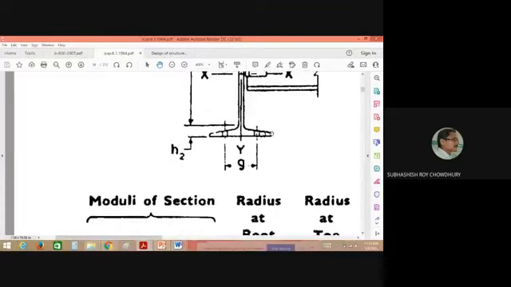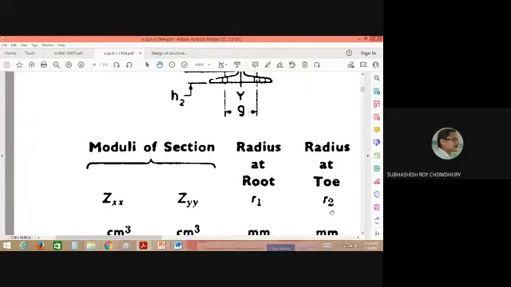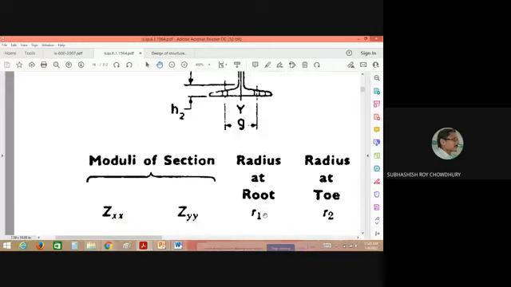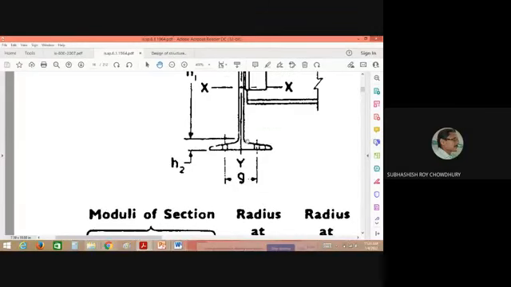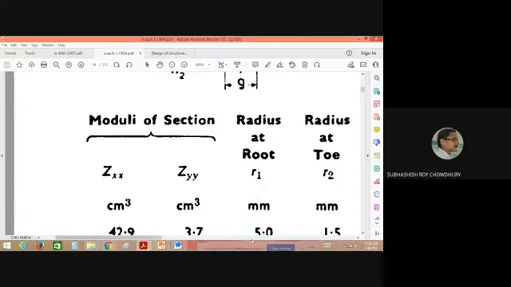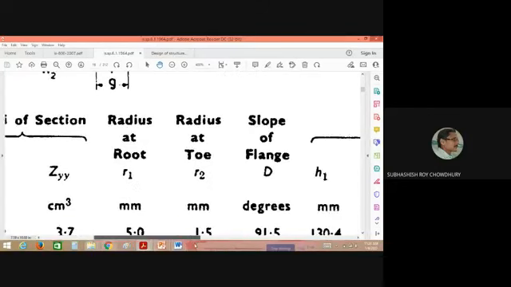Now at the toe part also there is one curvature. It is a curved portion with a quarter circular curvature. For this quarter circular part, the radius is also fixed here. So the radius at toe, R2, is the radius of this circular curve at the free end of the flange. And the radius at root is the curvilinear part at the junction between the web and the flange. For that part, the radius of curvature is R1. So these two, root radius and toe radius, you may require in your calculation.